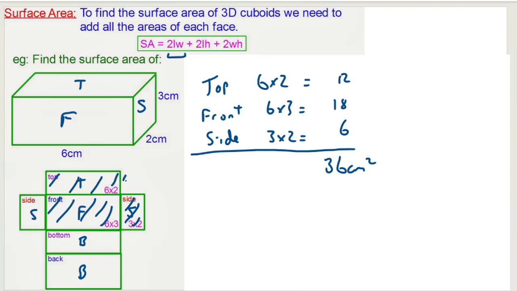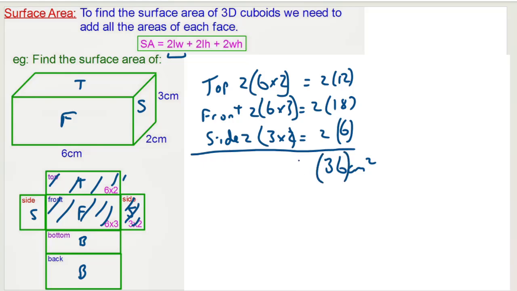Okay, I've got the top, the front, and the side. So we need to have 2 lots of this measurement, and this is where we're getting the 2 coming from. So 2 lots of 6 times 2. So I want 2 lots of 12, 2 lots of 18, and 2 lots of 6. So in effect, what I'm doing is I'm going to multiply at the bottom here 2 lots of 36, which is going to give me 72 centimeters squared.